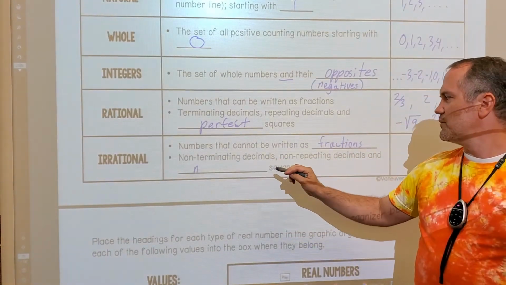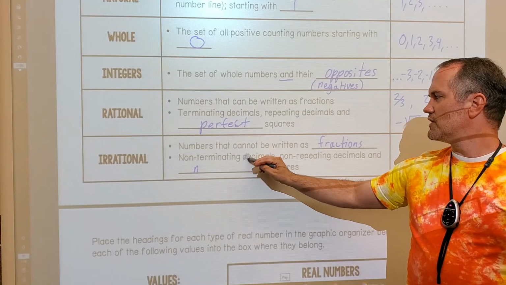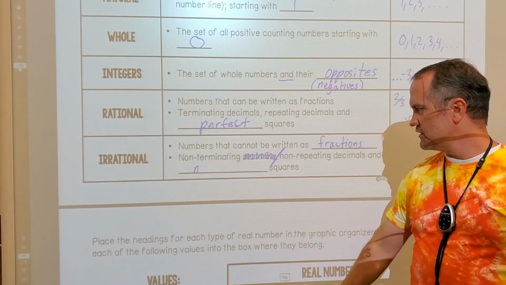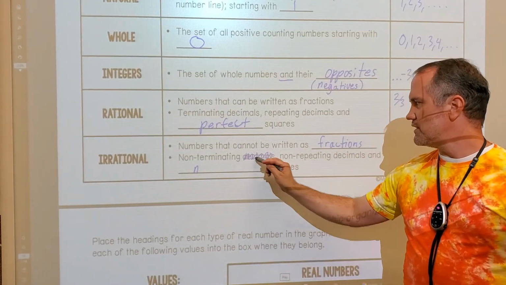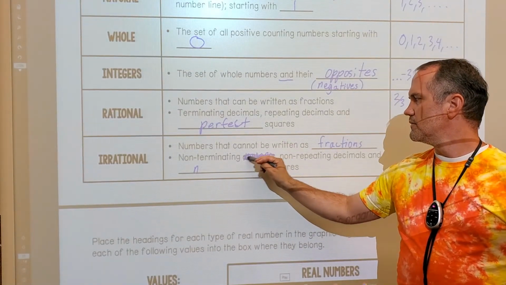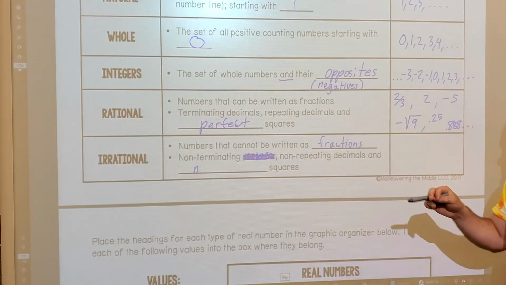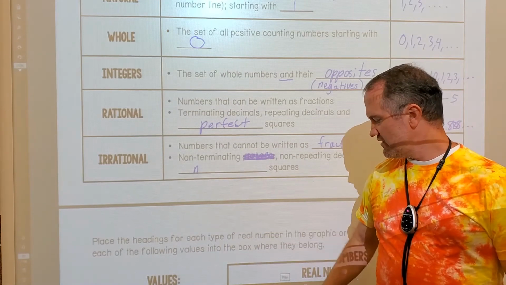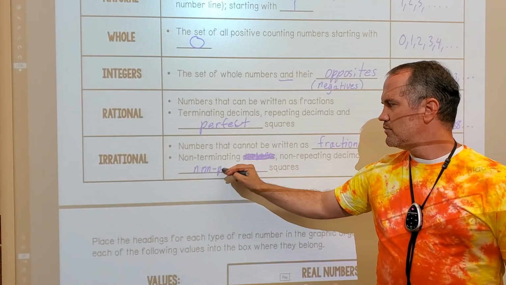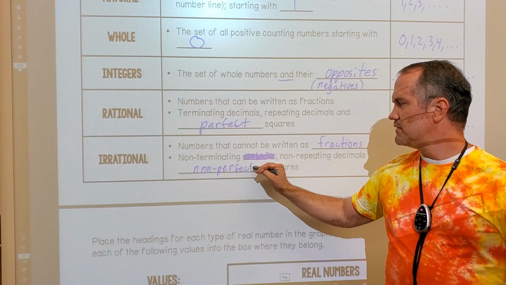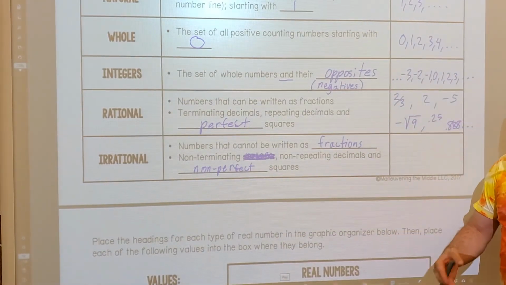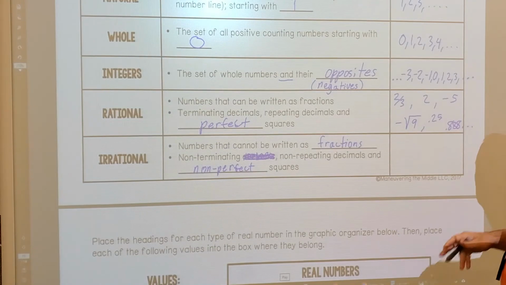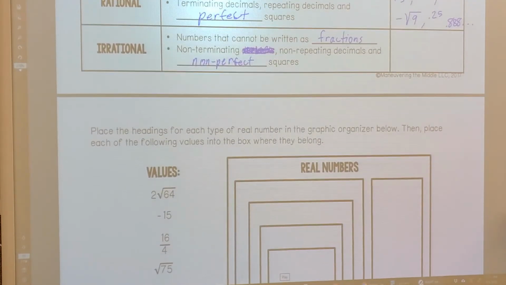Because it's not both, it's the same. Non-terminating, non-repeating decimals, and non-perfect squares. It's both. It has to be non-terminating and non-repeating. Did I say that already? I'm pretty sure I did, like 100 times.